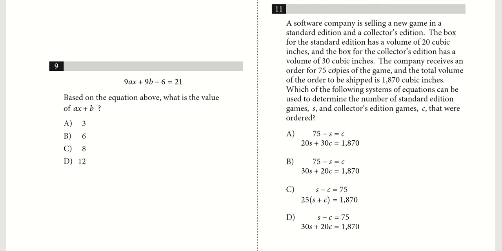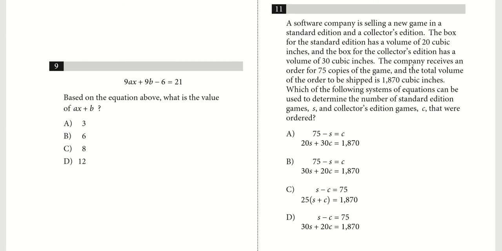Okay, so just 75 of standard plus collector's, so 75 copies of the game, and the total volume of the order is 1870 cubic inches. Which of the following systems of equations can be used to determine the number of standard edition and collector's edition games that were ordered? So what are the two relationships that we just gained?